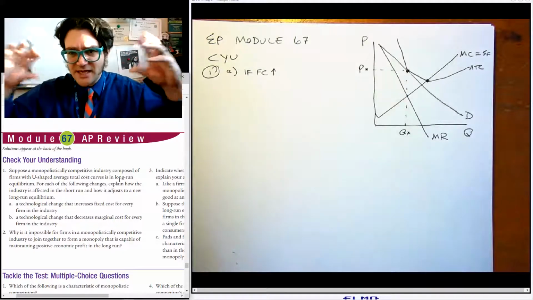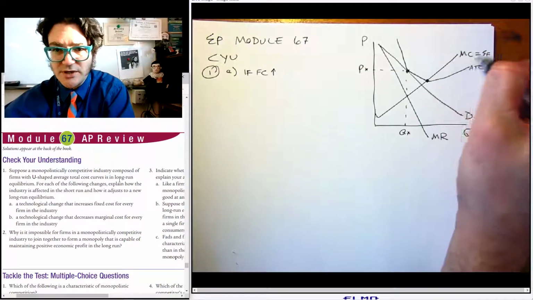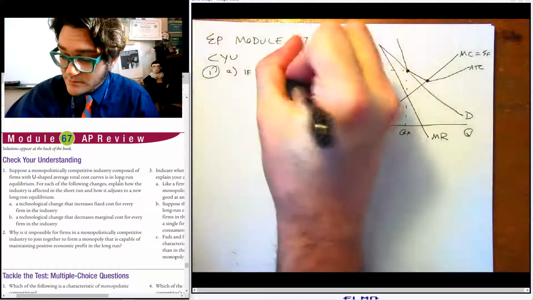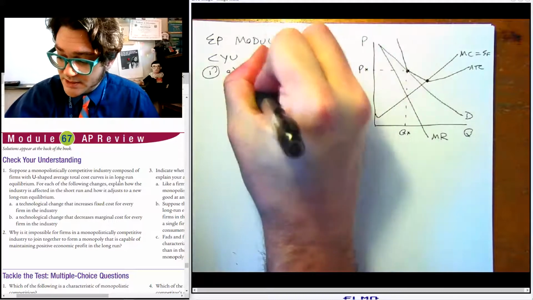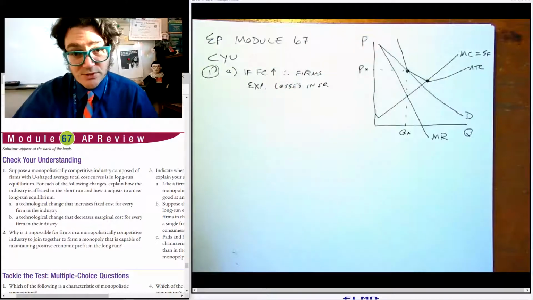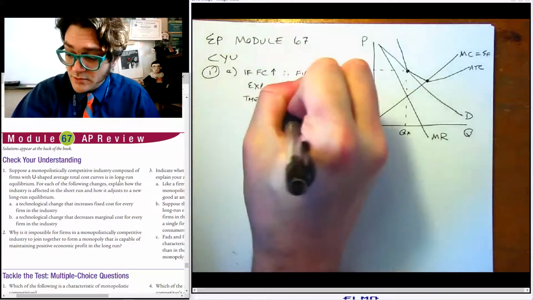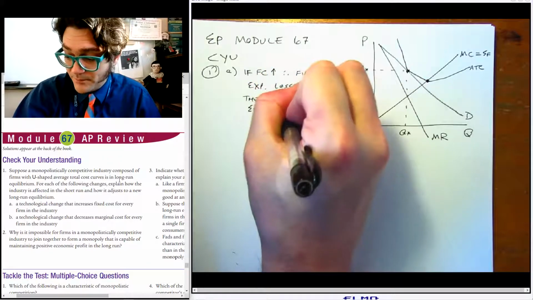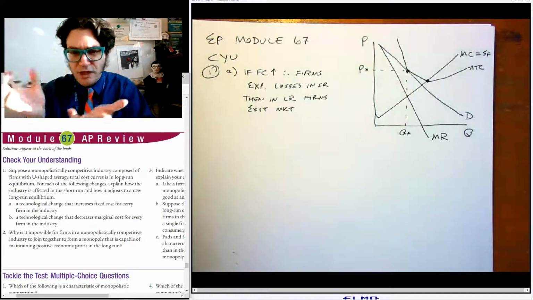And if the fixed cost goes up, the ATC will go up, right? I'm not going to draw it on here, but visualize what would happen. That ATC curve goes up, and the companies are now losing money. So we'd say firms experience losses in the short run. Firms start to lose money. And then in the long run, firms will exit the market.